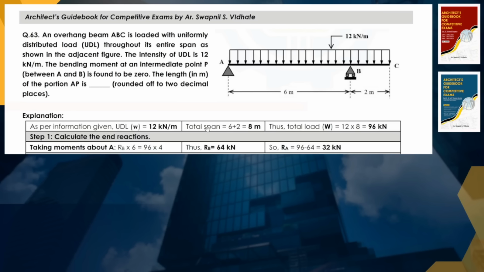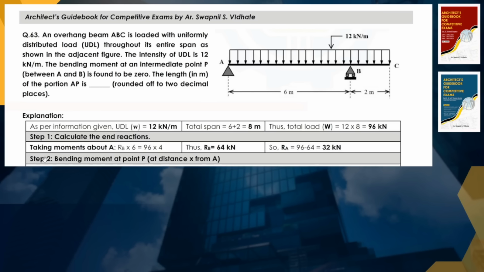Now what they are asking is the bending moment at this particular point between A and B. That bending moment they have provided as 0, and we need to find out the exact location of that point, which we can name as point X, and we need to find out the distance from that particular end point, point A.